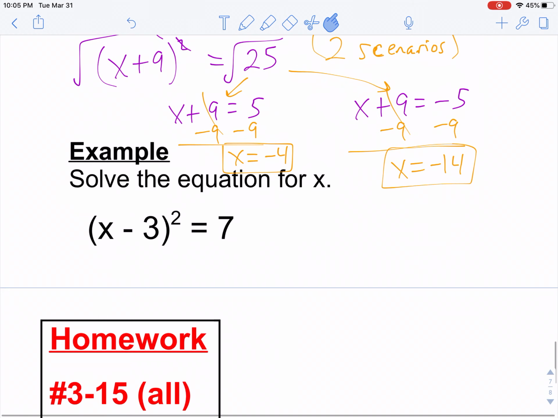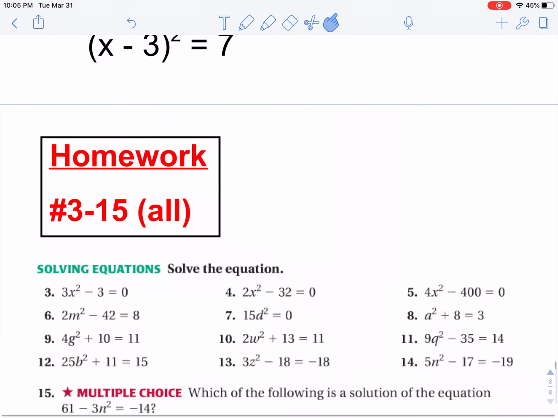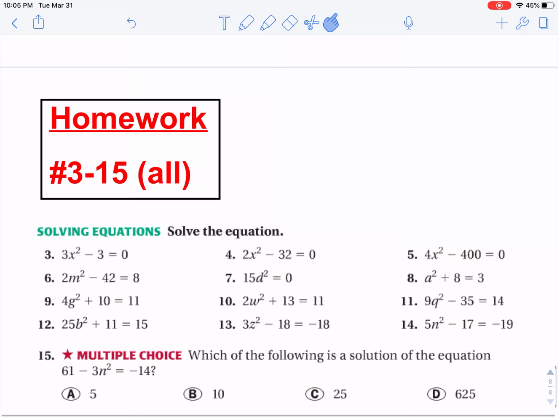All right, I want you to try this example here, and then your homework is numbers 3 to 15, all of them. All right, good luck. Let me know if you have any questions.